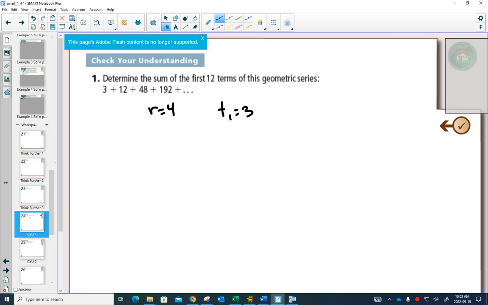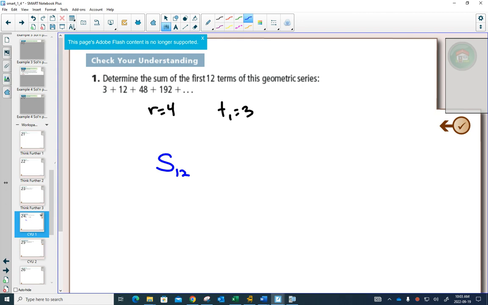If we go to our formula and we want to find the sum of the first 12 terms, then n will be 12. So we go to our formula sheet. On your formula sheet, there are 4 sum formulas. So just because you have a formula sheet, you also have to study it to know which one's the arithmetic ones, which one are the geometric ones.